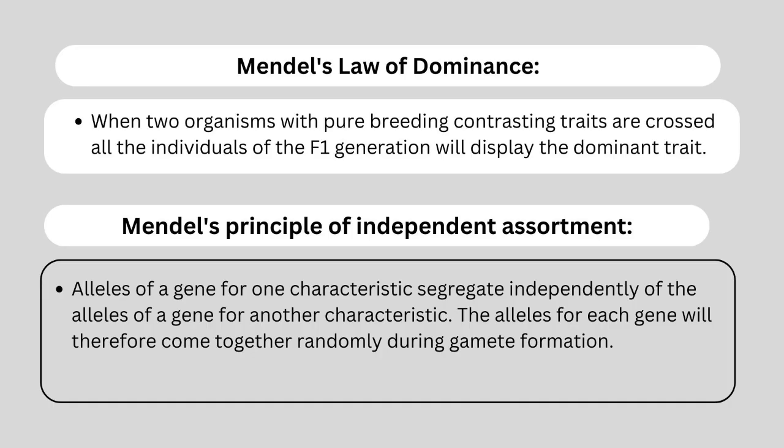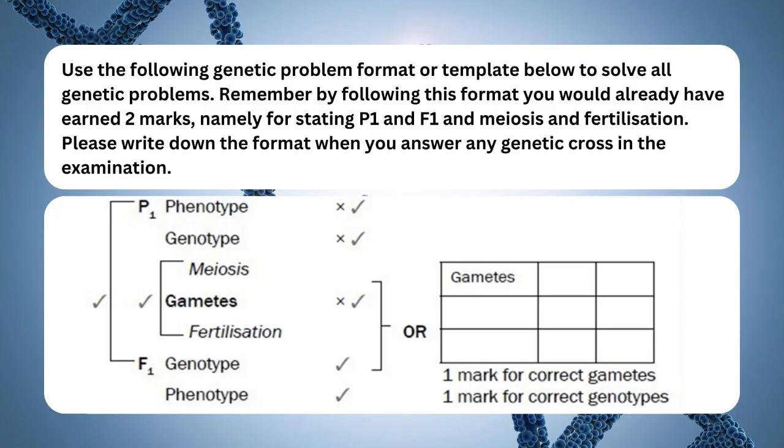Mendel's principle of segregation: the pair of alleles on homologous chromosomes separate during meiosis/gamete formation, so that only one allele of each pair is present in the gamete. Mendel's principle of independent assortment: alleles of a gene for one characteristic segregate independently of the alleles of a gene for another characteristic. The alleles for each gene will therefore come together randomly during gamete formation. Mendel's law of dominance: when two organisms with pure breeding contrasting traits are crossed, all the individuals of the F1 generation will display the dominant trait.